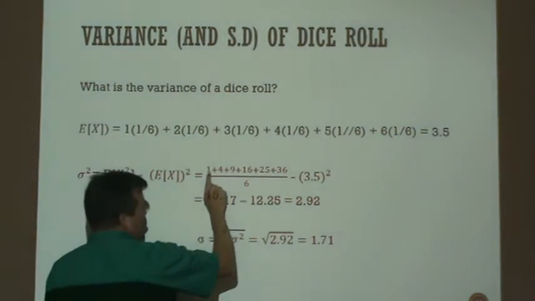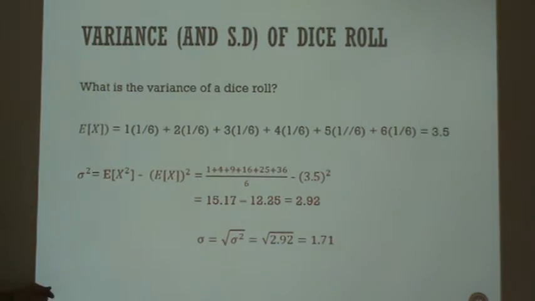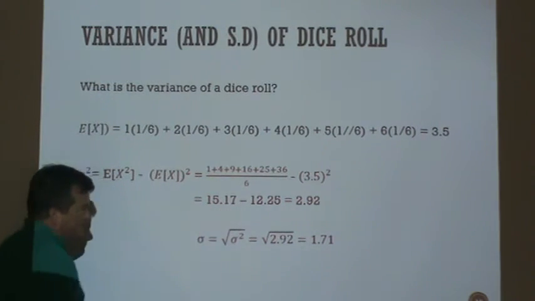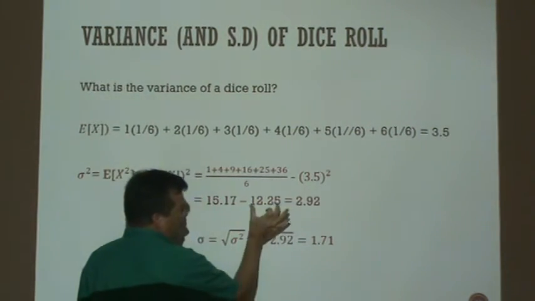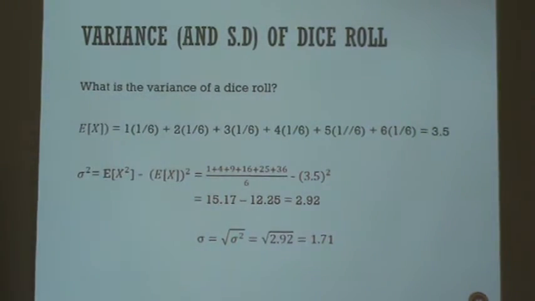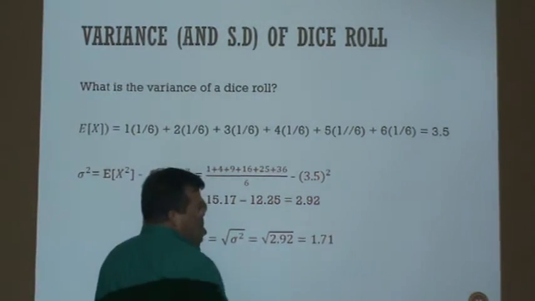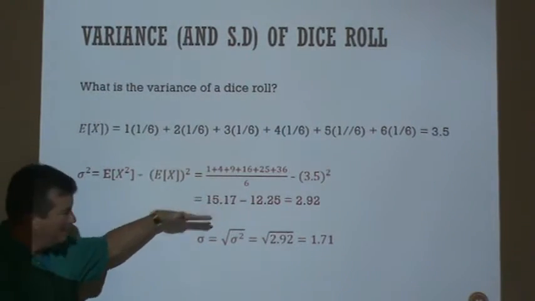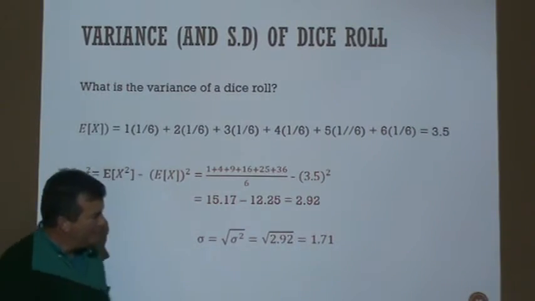So if you took the outcomes and squared them, what would you expect that to come out to? That comes out to 15.17. And the expected value, 3.5 squared, comes to 12.25. And you subtract one from the other, you get 2.97, which is the variance of a roll of the dice. And if you took the square root of that, it comes to 1.71.